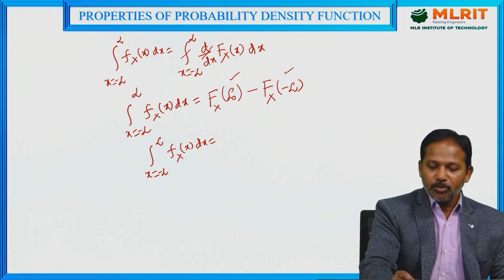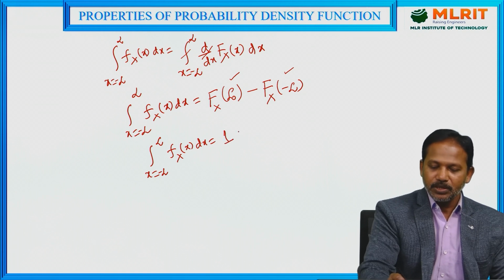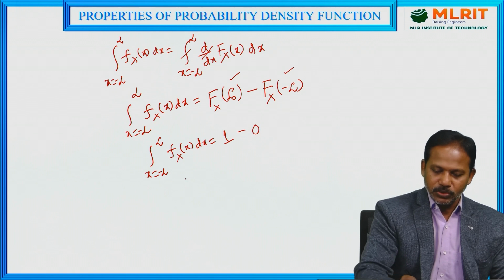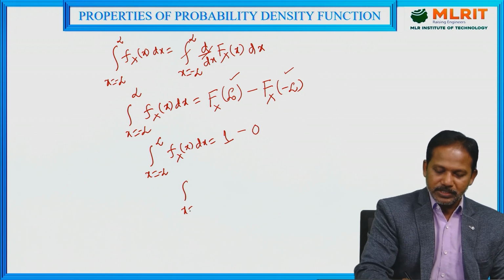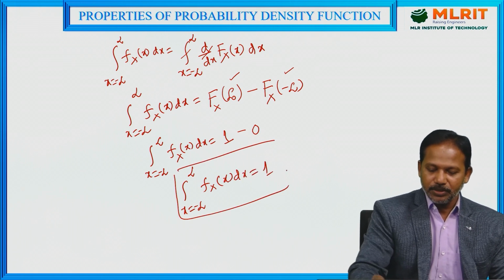Here the probability distribution function at infinity is always 1, and F_X of minus infinity is always 0. So here the integral from x equal to minus infinity to plus infinity of small f_X of x dx equals 1. So this is the second property.